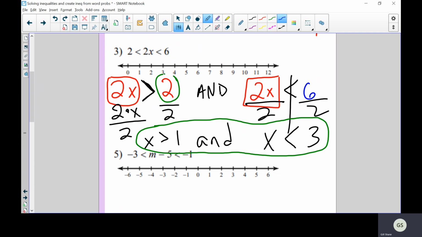You would have an open circle on the 1 and on the 3, because there's no or equal to, like this guy's not in either of those.